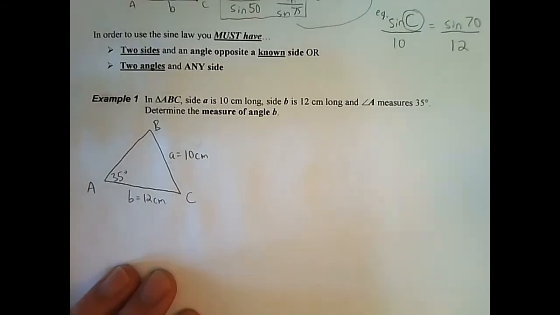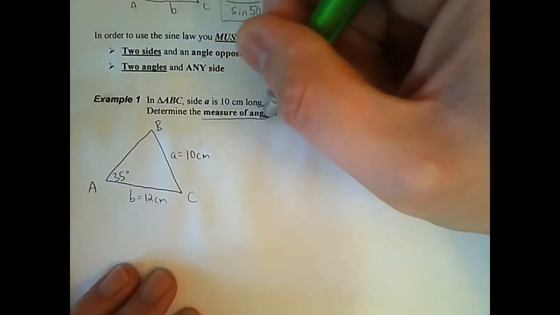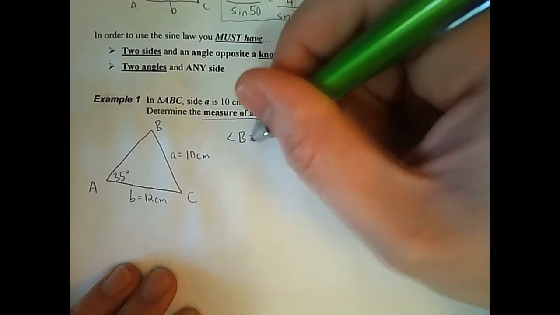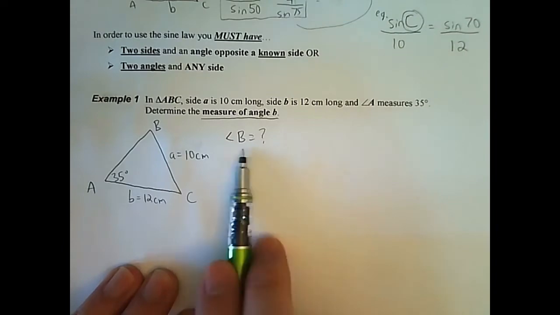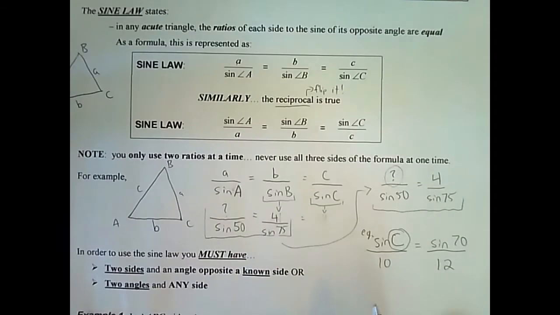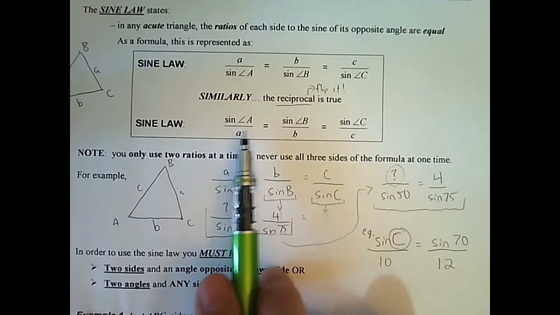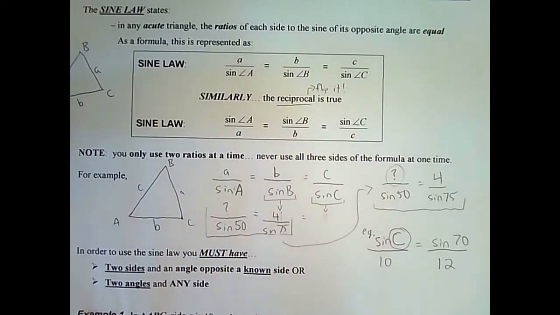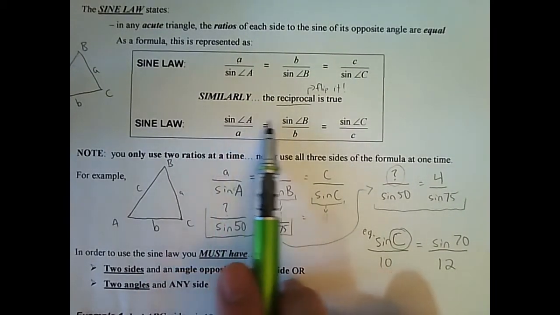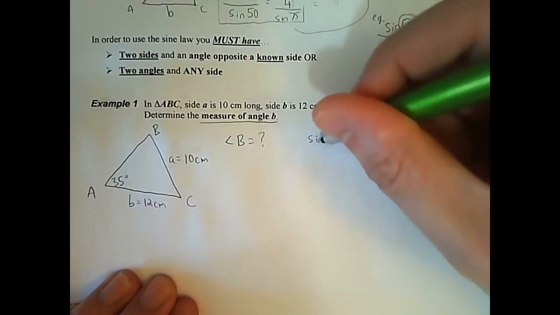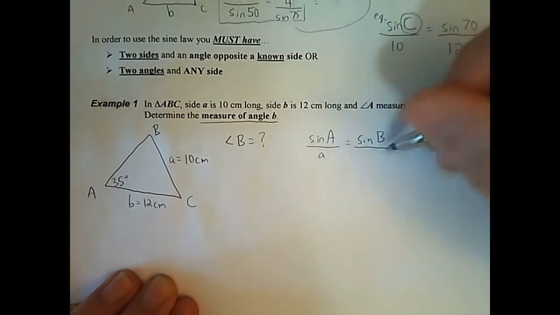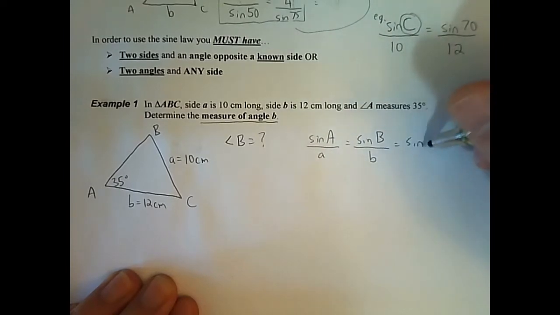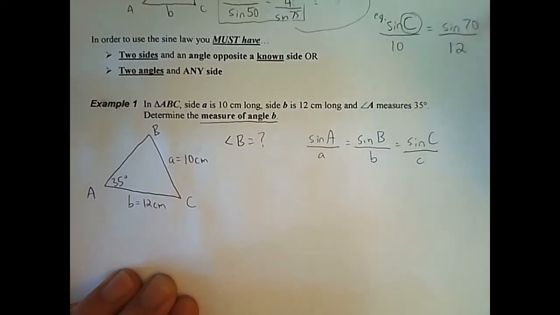So what do we need to solve for here? It says we need to find the measure of angle B. So angle B is what we're trying to solve for. Since I'm trying to solve for an angle, out of my two sine law equations, if I want to solve for an angle, it's much easier to have the angle on the top of the fraction. So I'm going to use the sine law where the angles are on the top. So I'm going to write sine of angle A over a, sine of angle B over lowercase b, and sine of angle C over lowercase c.